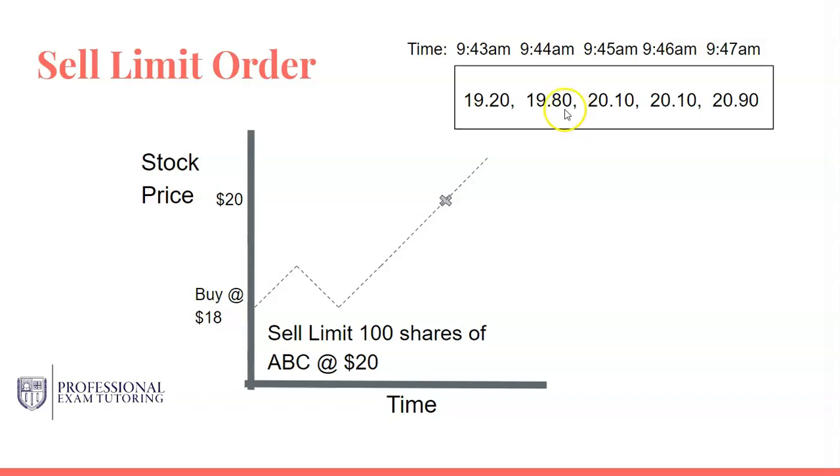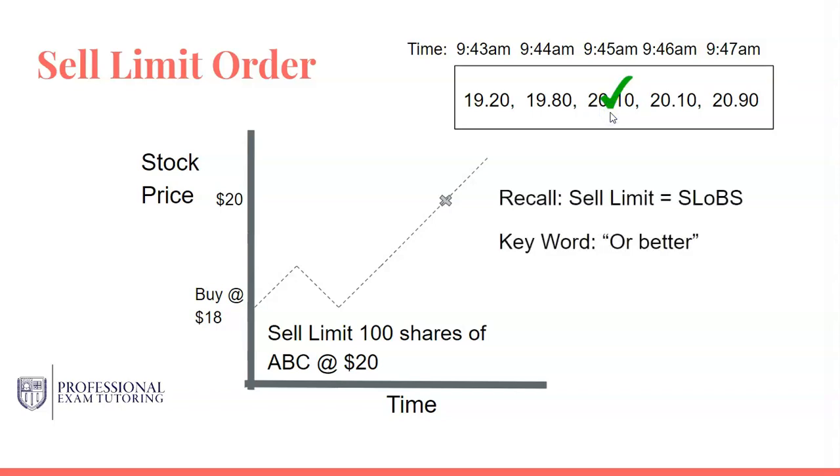So if this was 19.80 and then 20, it would just sell at 20. But because it goes from 19.80 to 20.10, 20.10 represents a price that's better than 20. So we want to execute at $20 or better. So 20.10 is going to be where it executes. Now remember, the keyword for limit orders is "or better."